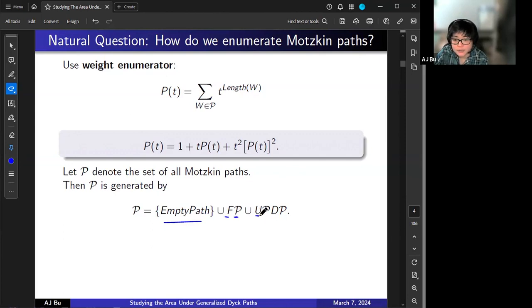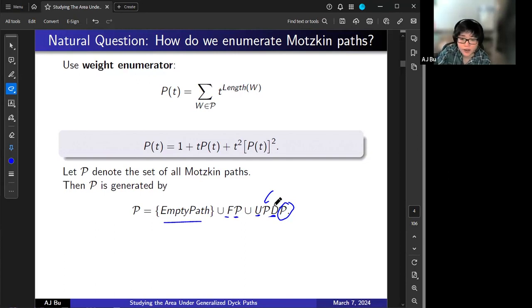If it starts with an up step, we let this D denote the down step that brings us back to the x-axis for the first time, because we have to return to height 0 if we're going to end at height 0. Whatever happens after that down step starts and ends at height 0, so that has to be a Motzkin path. And whatever happens in between those up and down steps, we're starting and ending at height 1. By the way we defined this D, we know that we have to stay at least at height 1.